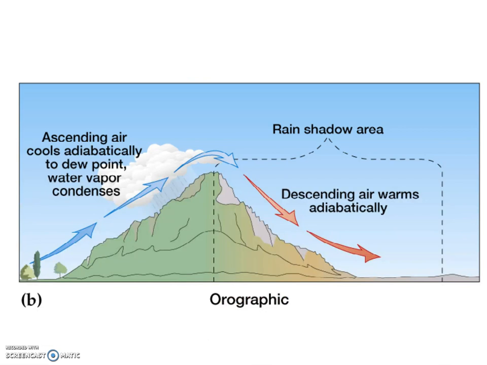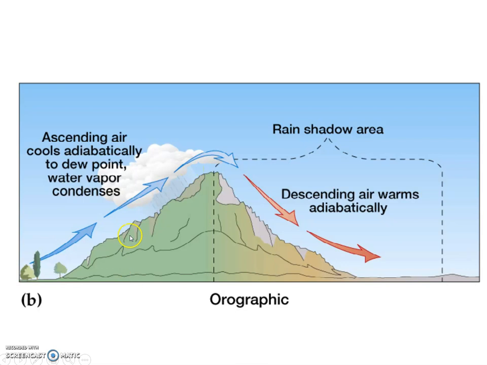Next, orographic uplift. This is uplift of air that occurs when the air mass is forced up over a topographic barrier. When the air is forced upward, it expands and cools, and if it gets above the lifting condensation level, again, clouds will form and you'll have rain.